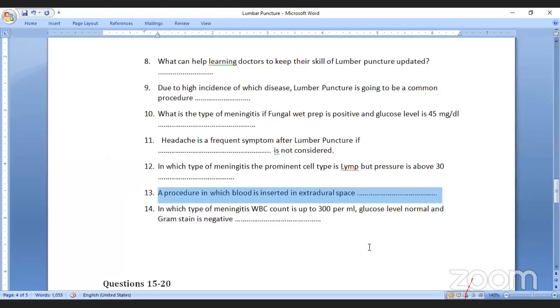So next question: a procedure in which blood is inserted in extradural space. Where is it possible, in which text, to find the answer? A procedure in which blood is inserted in extradural space. In which text is it possible? Please try to write in the chat in which text it is possible.